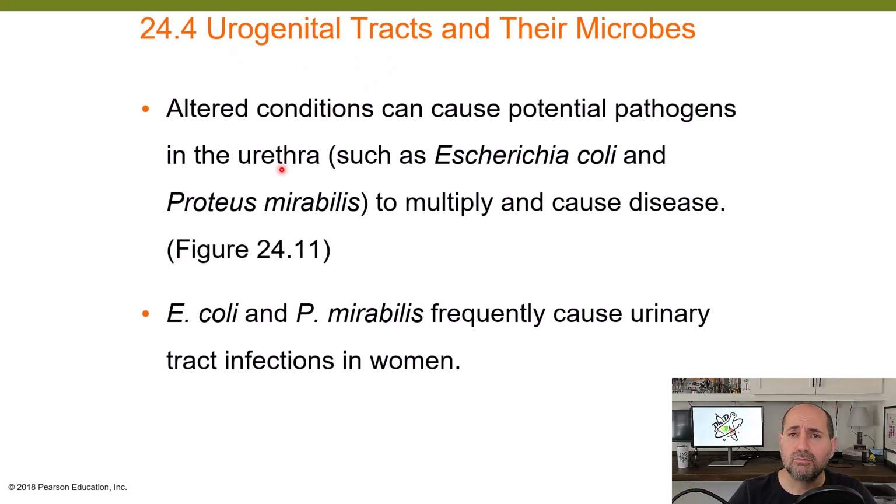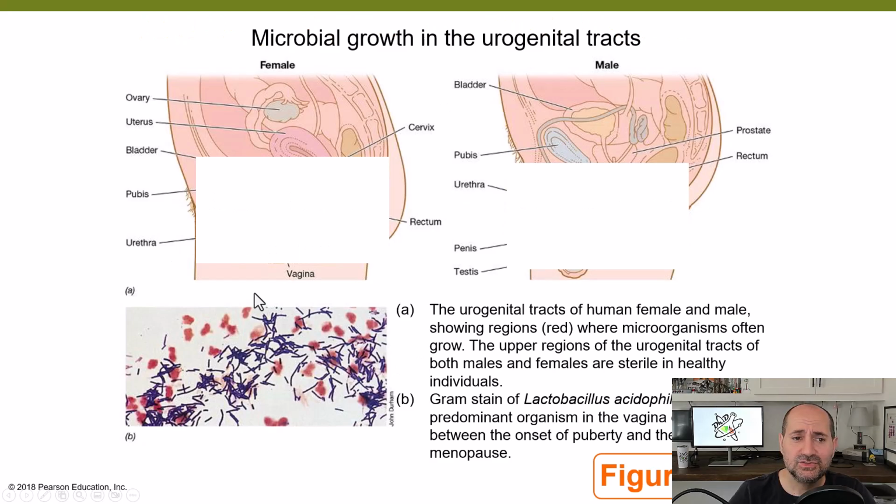The urethra and the bladder are germ-free due to the conditions there and the constant flushing that occurs during urination. However, Escherichia coli and Proteus mirabilis are sometimes able to make their way into the urethra and cause disease, a UTI, a urinary tract infection. These UTIs are much more common in women, and this is due to the proximity between the rectum, or I should say the anus, and the urethra in females versus males.